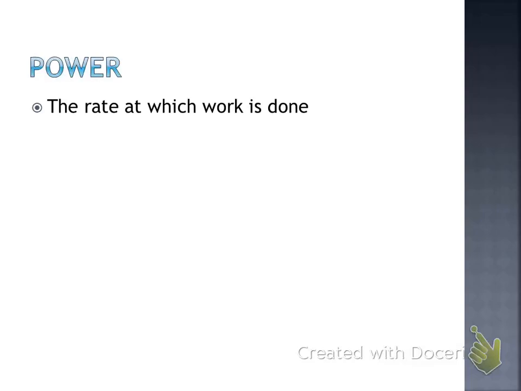Power is a rate. Whenever we talk about the rate of something, we're talking about how quickly we get it done. So power is the rate at which work is done, how quickly we have the ability to do work. Whenever we talk about rate, we're talking about how quickly we have the ability to accomplish something.